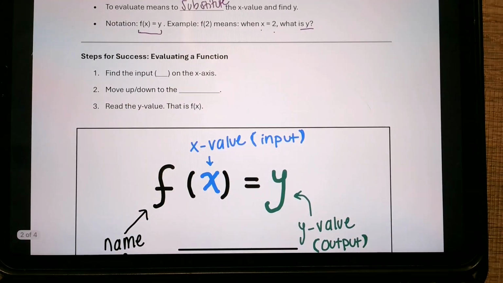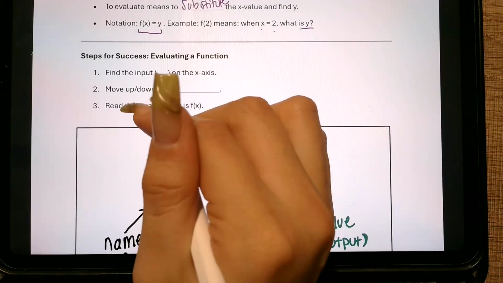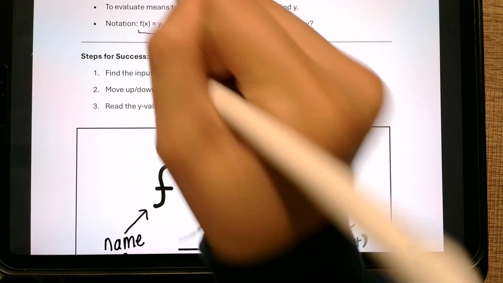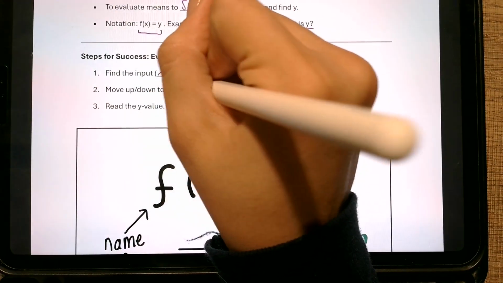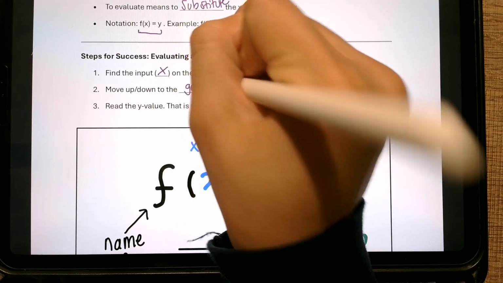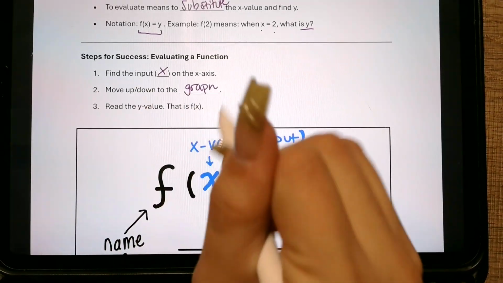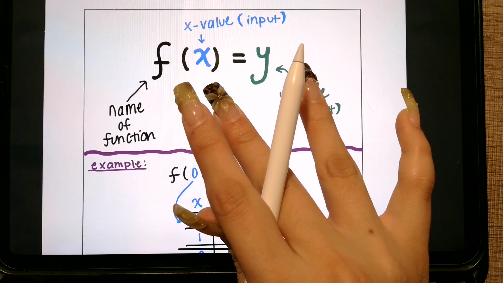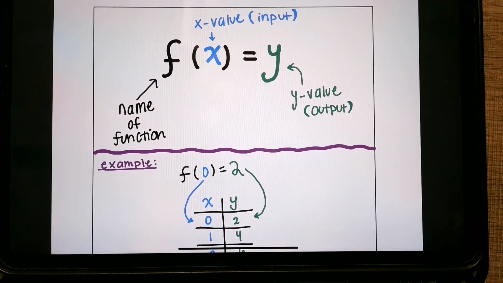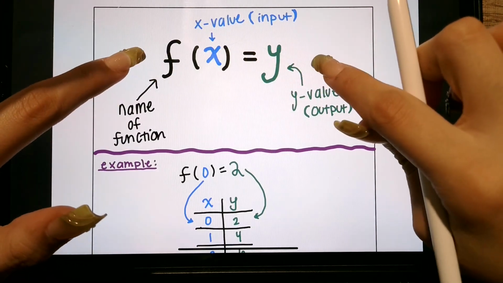And now our steps for success for evaluating a function are: find the input, which is the x, on the x-axis, and then move up and down to the graph, and read the y value, that is f of x. If this did not make sense to you, that's okay. Here's a visual. I'm going to go over a table now, and then in the practice problems, I'll go over a graph. So here is actually just function notation.